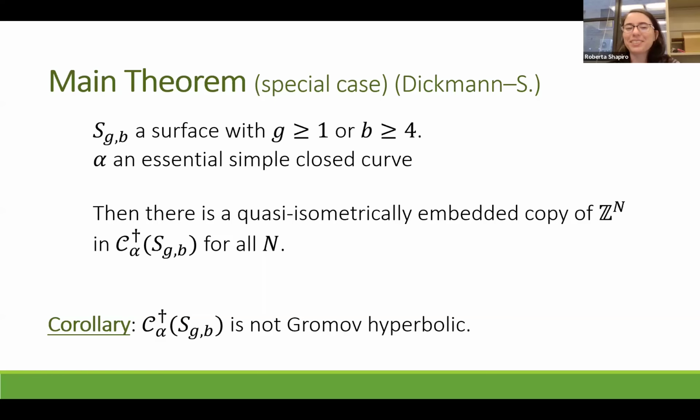that our surface is orientable. And we're going to take alpha to be an essential simple closed curve in our surface. Then there's a quasi-isometrically embedded copy of Z^n in this graph, which I did not at all define, for all n. And whenever we have a QI embedded copy of Z^n, well, we know that our space is not hyperbolic.